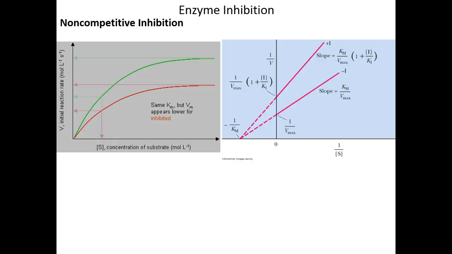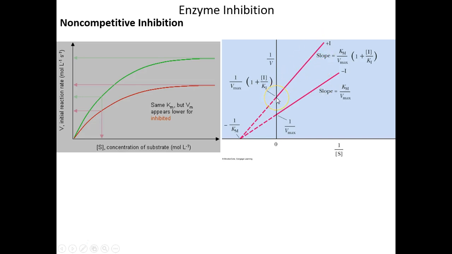Hallmark feature of a non-competitive inhibitor. We can see the same effects on a Lineweaver-Burk plot. Here is the reaction in the absence of the inhibitor. We have 1/Vmax as our y-intercept and 1/Km as our x-intercept. As we add inhibitor, we see the slope of the line changes.